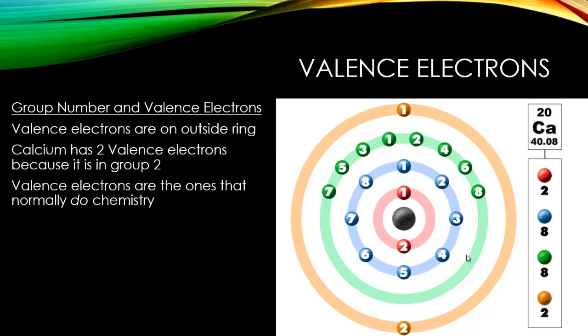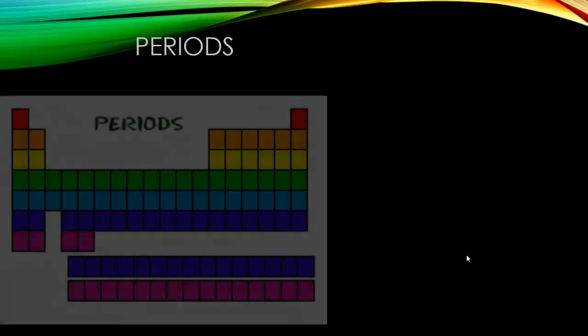So, like I said, the valence electrons are on the outside. Valence electrons are determined by its group number. So calcium has 2 valence electrons because it's in group 2. Valence electrons are the ones that normally do chemistry, and because those are the ones that we're going to be using to understand reactions and things like that, those are the ones that we care about.